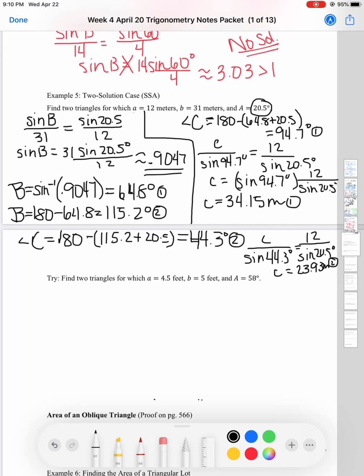So in both these triangles, your angle A and your side a are the exact same length, but your b's and your c's are different lengths.